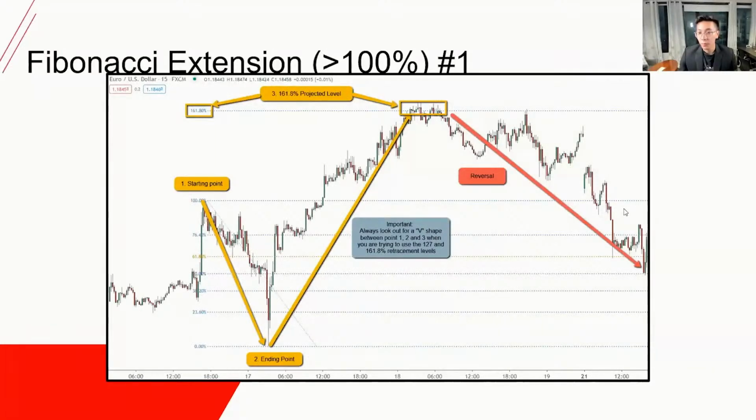All right, so Fib extension levels. This is example number 1. You're drawing your starting point here and then your ending point here, right? And then in the Nike tick over here, price actually reacted at the 161.8 Fib extension level, and then it reversed all the way down. Okay, so it's very important: always look out for a V shape between points 1, 2 and 3 when you are trying to use the 127 and 161.8 extension levels.